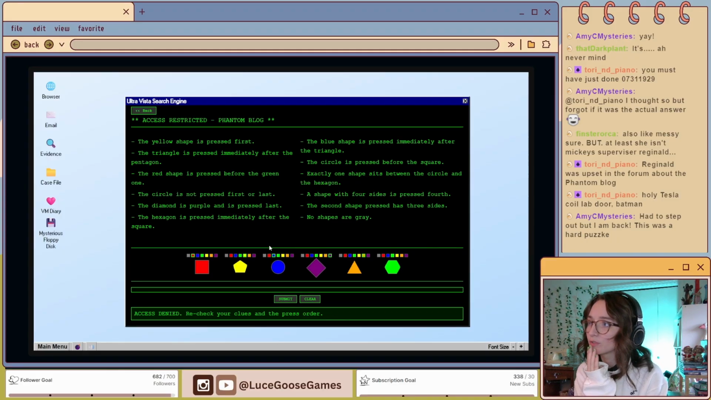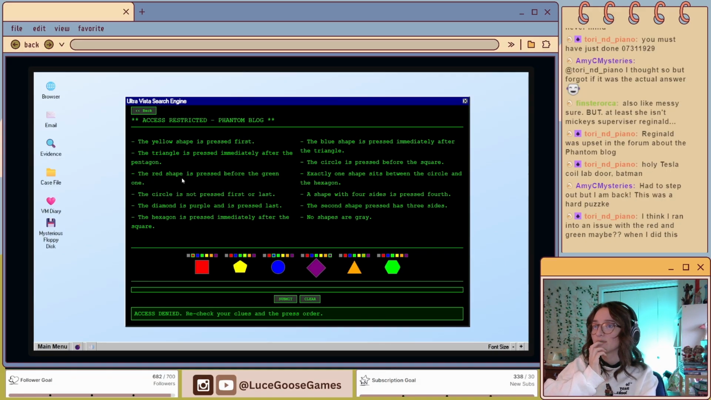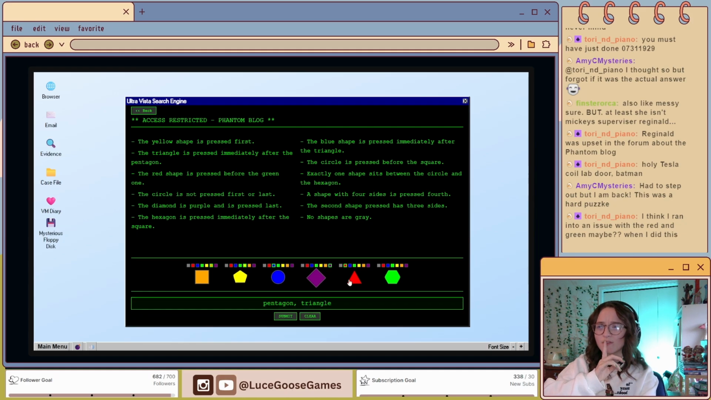I'm really confused about how I have this incorrect. It must be something about the colors. The red shape is pressed before the green one, but it doesn't say immediately before. So is that the issue? Could the triangle perhaps be red? Where do we find any information about the red? The red shape is pressed before the green one. We don't see anything about orange, so maybe we switch these. I don't know how I feel about that, really.